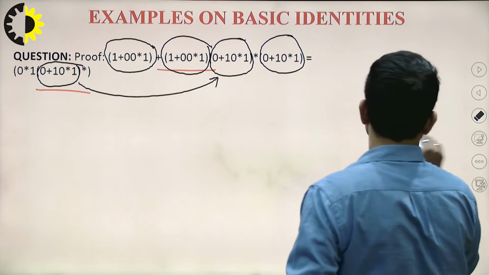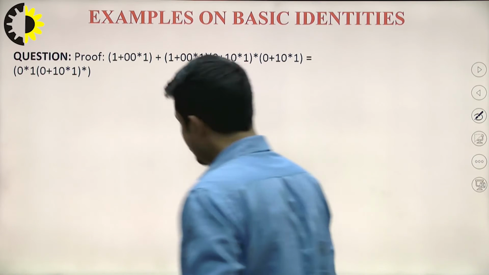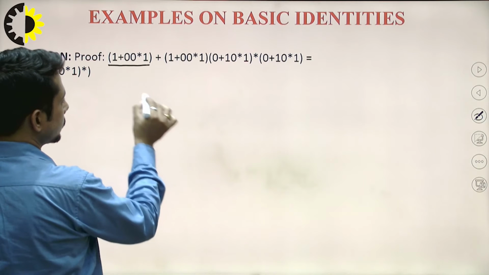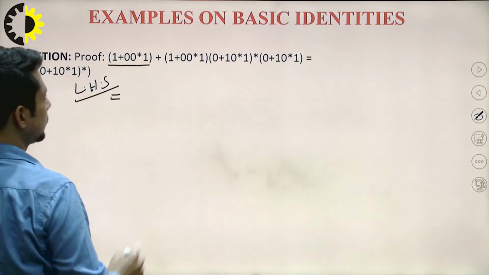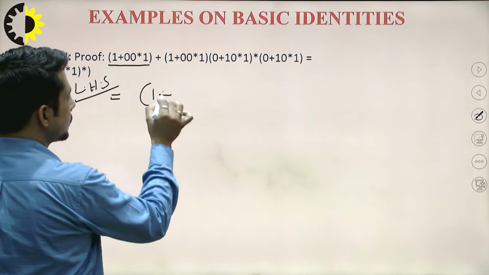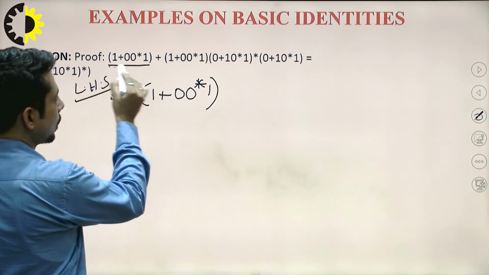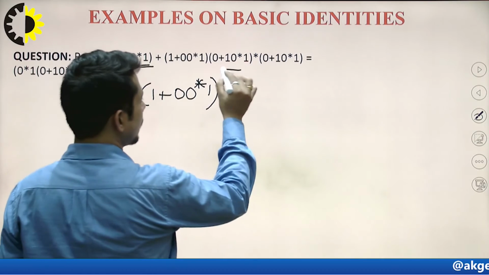Let me first erase everything and do it in a clear way. What I will do is try to solve this. How? I am taking the left hand side. I will take 1 plus 0 0* 1 as a common factor from this entire expression. So what will be the answer? The answer will be C.